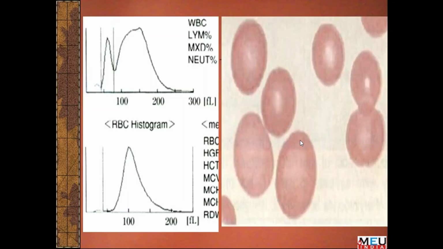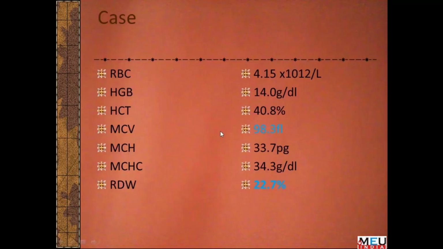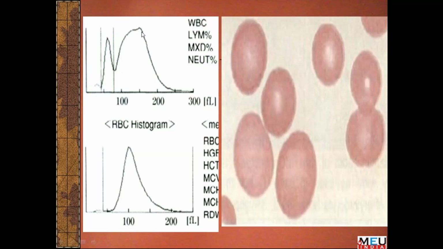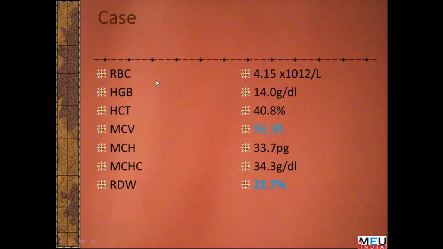This is seen in cases where, if you look at the RBC histograms, there is an additional peak. This shows a peak in the neutrophilic area, and in the RBC histogram below, the peak is shifted beyond 100. This is megaloblastic anemia, and these giant neutrophils are hypersegmented neutrophils or large neutrophils.